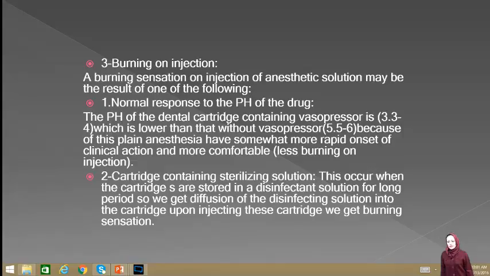2. Cartridge containing sterilizing solution. This occurs when the cartridges are stored in a sterilizing solution for a longer period. So we get diffusion of this sterilizing solution into the cartridge. Upon injecting these cartridges, we get a burning sensation.